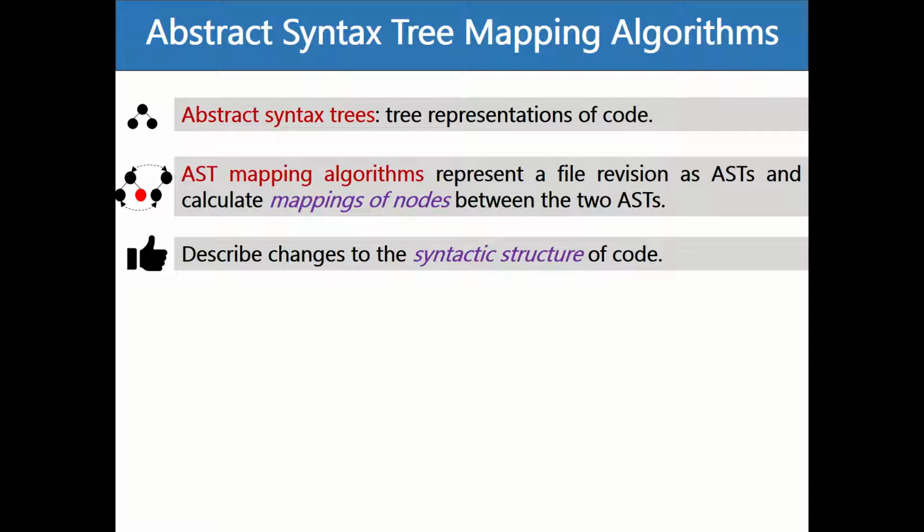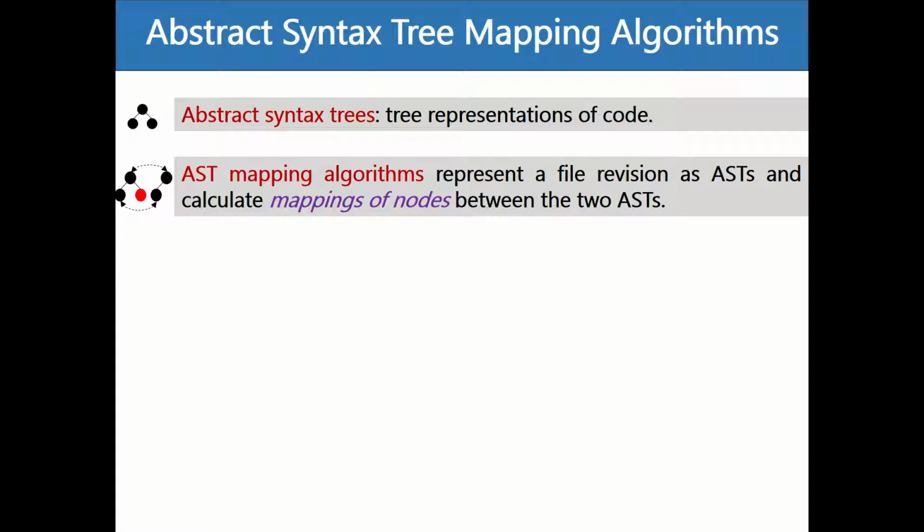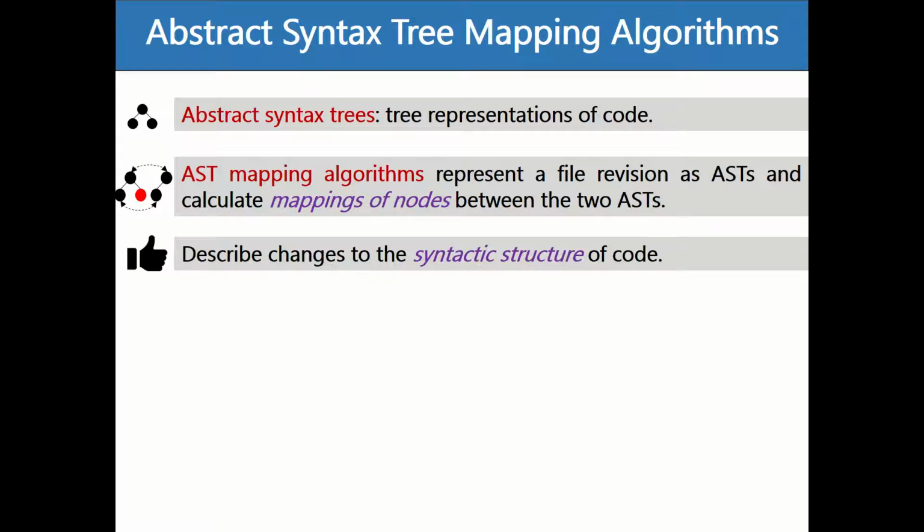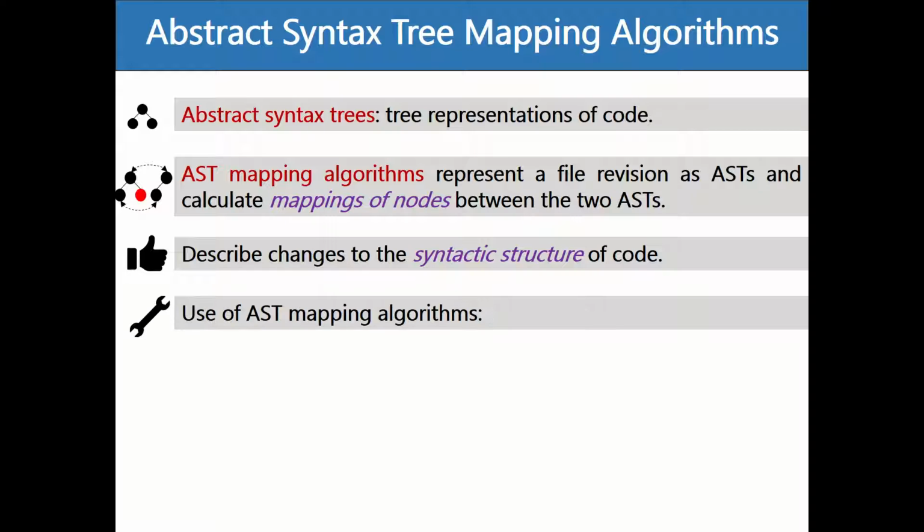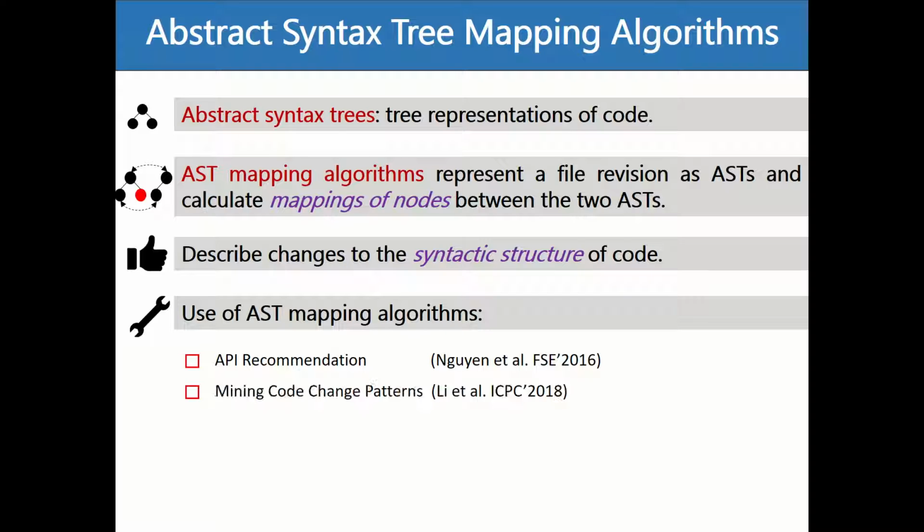AST mapping algorithms represent a file revision as two ASTs and calculate mappings of nodes between the ASTs. In contrast to text-based mapping algorithms, AST mapping algorithms can represent changes to the syntactic structure of code. Many previous studies have used AST mapping algorithms, such as API recommendation, mining code change patterns, and automated program repair. The accuracy of the used AST mapping algorithms is vital for the correctness of the approaches proposed by previous studies.